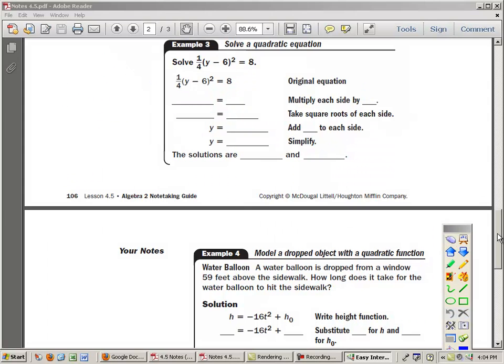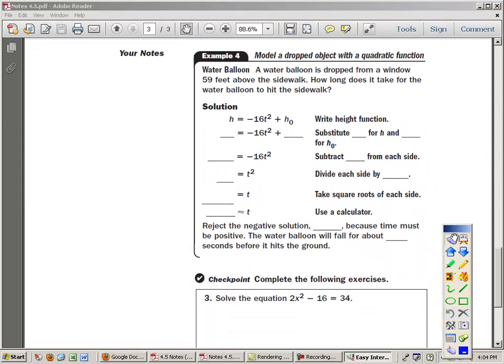All right? So let's talk about a water balloon. This actually has something to do with something called the vertical motion model. The vertical motion model says the height of some object dropped from a specific height with no initial velocity is negative 16t squared plus h sub 0, where h sub 0 is the original height. In this case, it tells me the original height is 59, and I want to know when it hits the sidewalk. Well, what's the height of it if it's on the sidewalk?